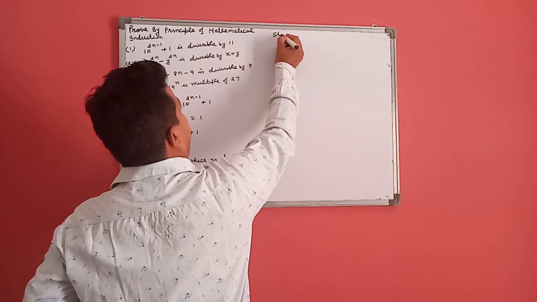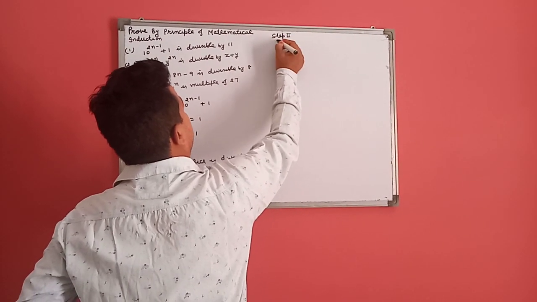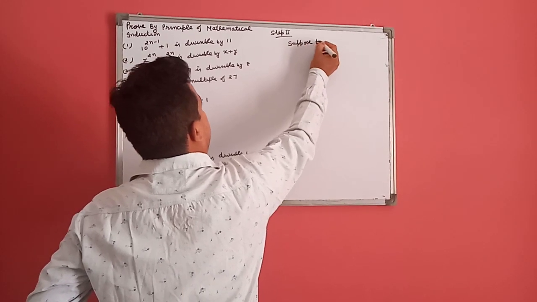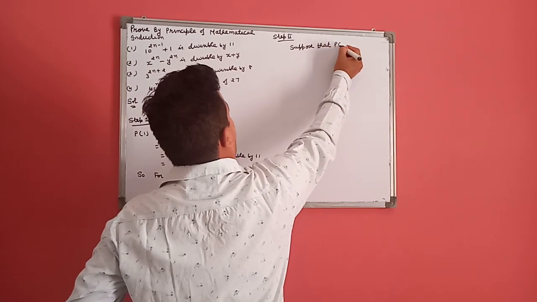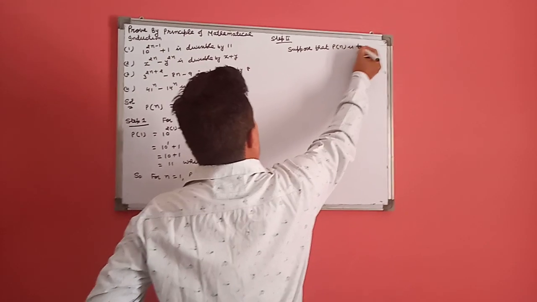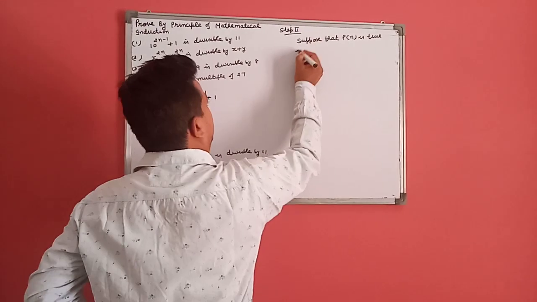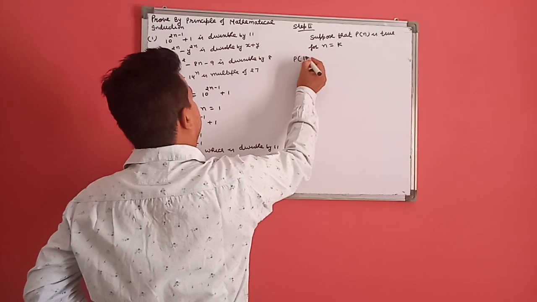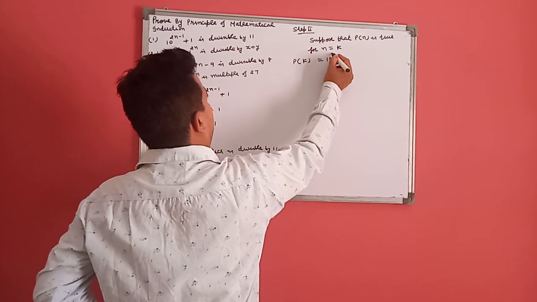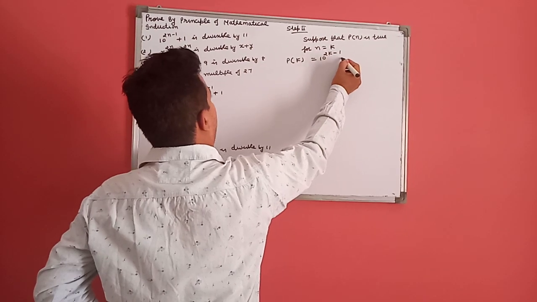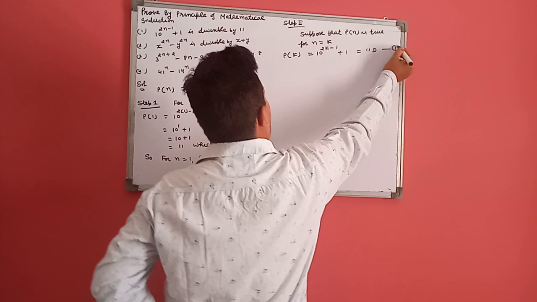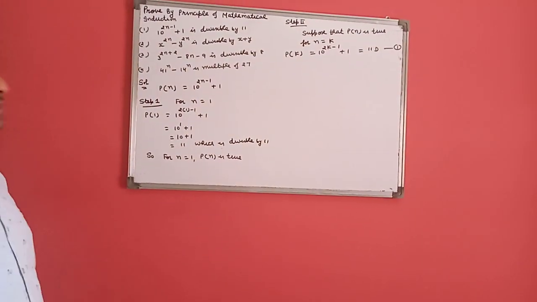In the second step, that is step 2, suppose that Pn is true for n equal to k. This means Pk is 10^(2k-1) + 1, which is equal to 11d. This is the second step.